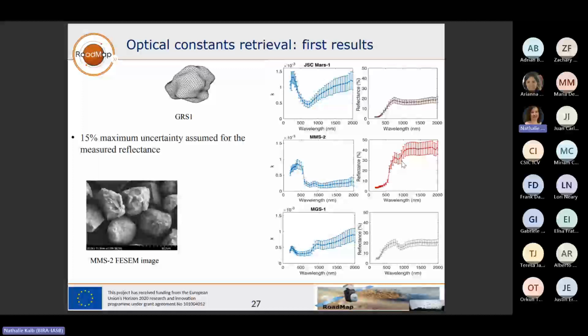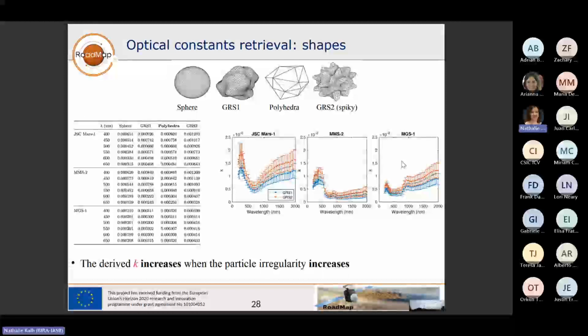And then when we saw that, we also thought, well, if you're looking at the microscope image, you see that the surface of the particle is not smooth. So there is some wavelength-scale surface structure that is not actually taken into account in this model, because this is a smooth particle. So we wanted to try different particle shapes to see the effect of the shapes. We selected spheres because these are still very commonly used. The GRS1 that I already showed to you.